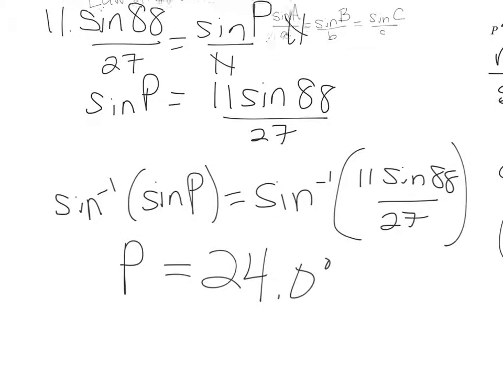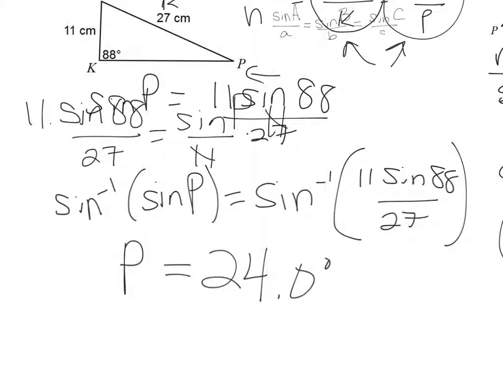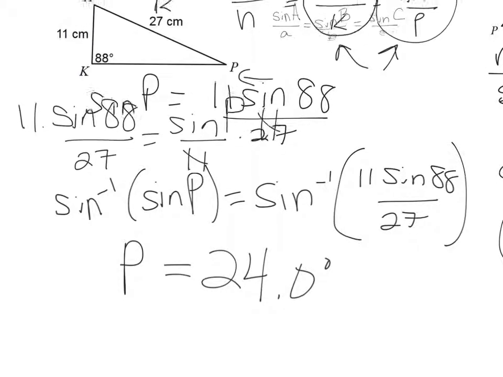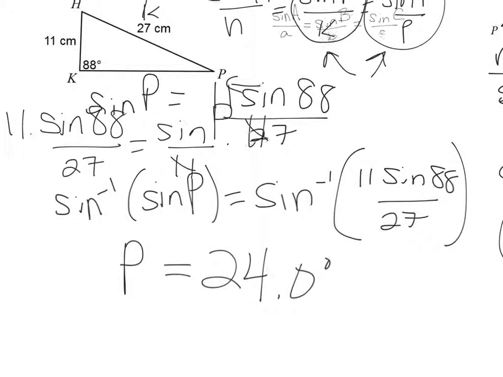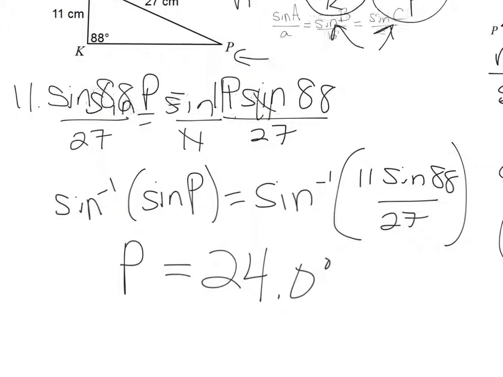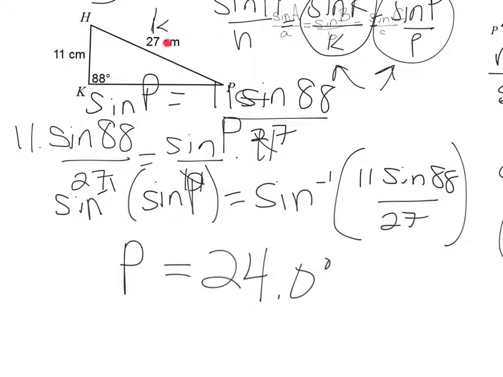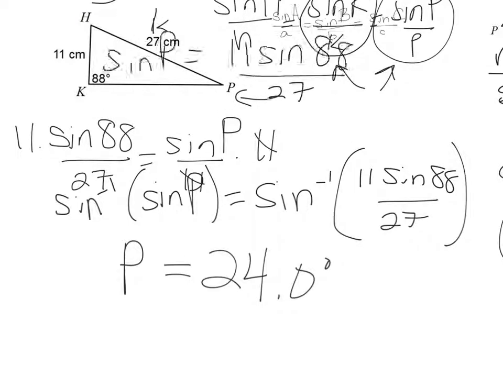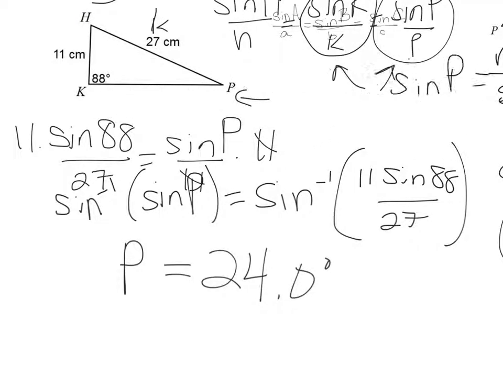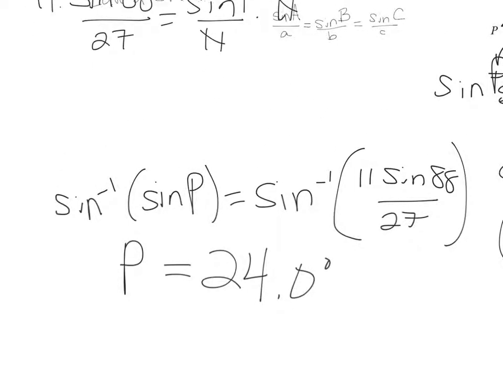Now I'm going to check this guy out here. I know this is covering this up. But if I look at that for angle P, the 27 was across from the 88. So something across from something much smaller, it makes sense that that's a way smaller angle. All right, so I'll move that out of the way. So that's how I get my answer here.